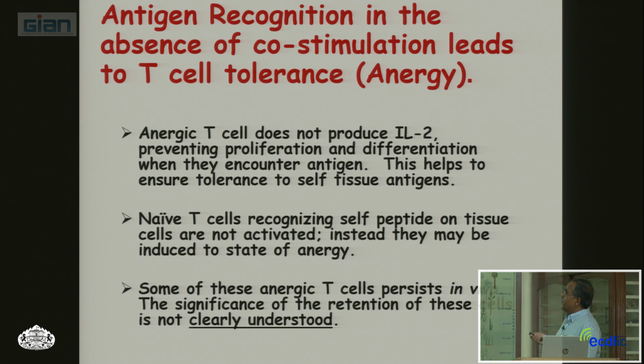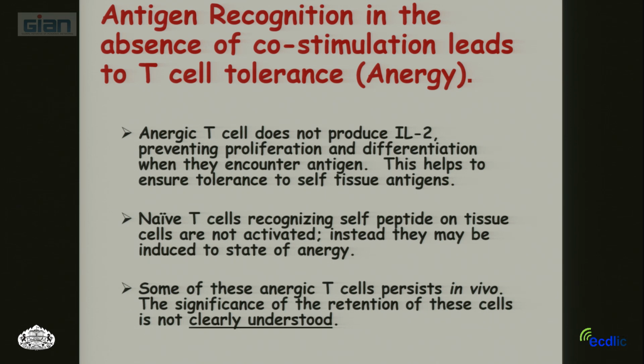This leads to something called T cell tolerance, where these cells know which antigen they can interact with, but they don't have the co-stimulatory molecule signal, or second signal, as it is called. These anergic T cells don't produce IL-2, which prevents them from proliferation and differentiation. These naive T cells recognize self-peptide on tissue cells that are not activated, and instead they may be induced into a state of anergy. Some of these anergic T cells persist in vivo, and the significance of retaining these cells we still don't know. It is presumed that they may get the second signal at the right moment and become activated, without having to go through the whole process of antigen presentation.